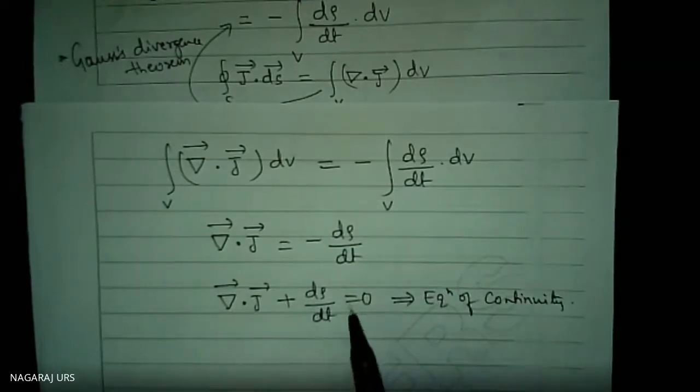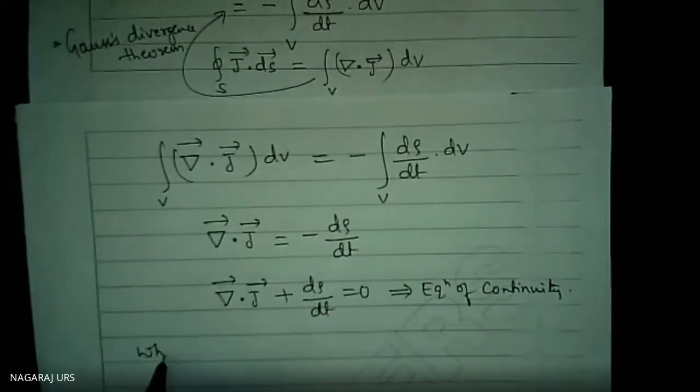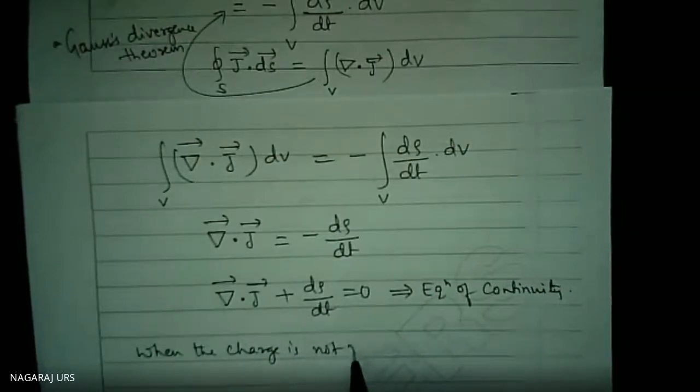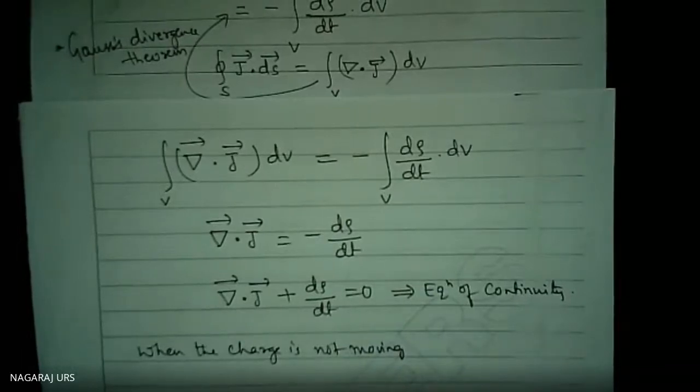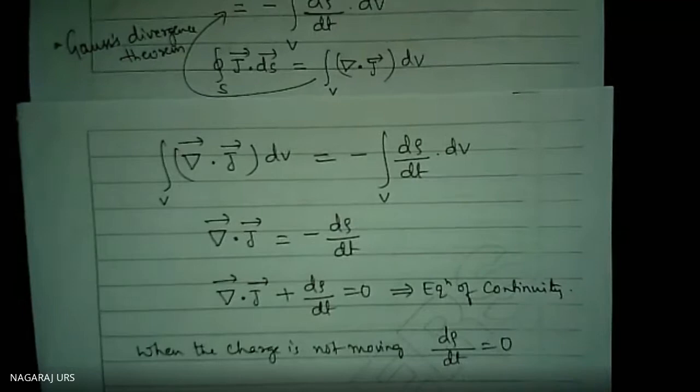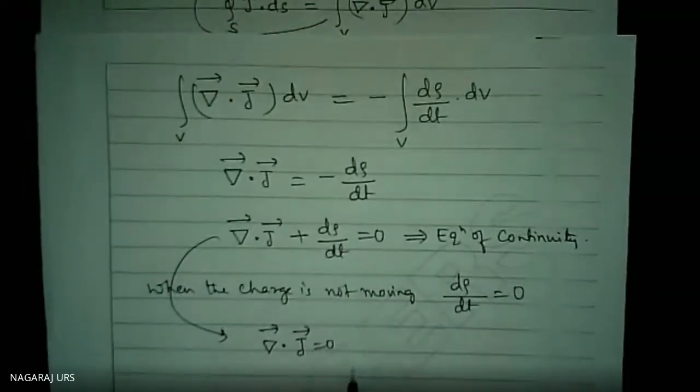When the charge is not moving, if it is not at all moving, if it is under rest, then I can say d rho divided by dt is equal to 0. Therefore, this expression will come: del dot J is equal to 0. This is when the charges are said to be at rest.